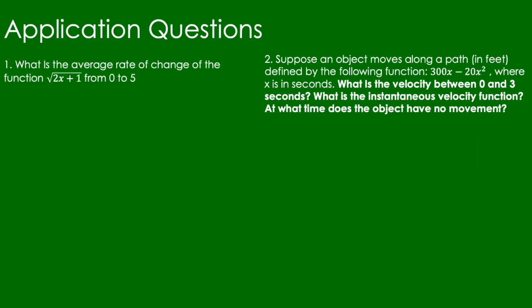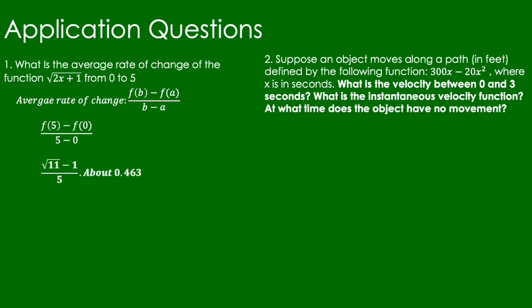Let's take a look now at some application questions. The first is, what is the average rate of change of the function from 0 to 5? To answer these kinds of questions, all you need to do is remember this formula. This formula represents the distance you went minus the distance you started at, divided by how long it took you. So we plug in 5, and we plug in 0, and we subtract the 2. And then we divide it by how long it took us, which is 5 seconds. Plugging that into the formula, we get this, and that's about 0.463.